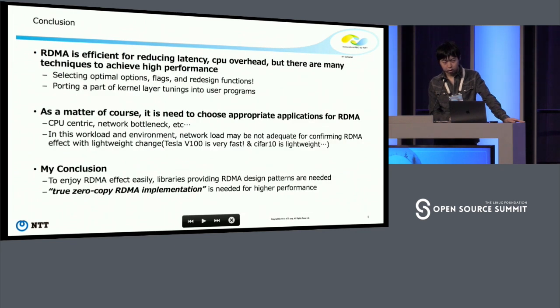And conclusion: RDMA is efficient, but several techniques are needed to achieve high performance. And as a matter of course, it is needed to choose appropriate applications for RDMA. In this workload and environment, the network load may not be adequate. Tesla Volta 100 is very fast and Cifar-10 is lightweight.